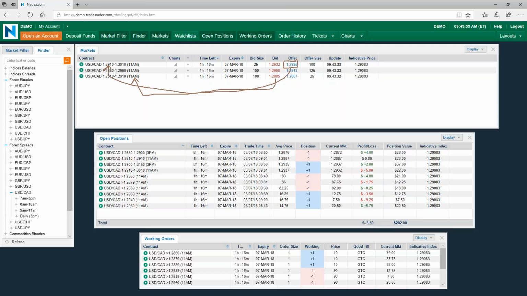Now, how are spread profits calculated, okay? It's $1 per pip, okay? I've had a lot of questions about that recently, but it's $1 per pip, okay? Notice on the prices, on the bid and the offer, it does not show the half pip, okay? It only shows the last 4 digits, okay?